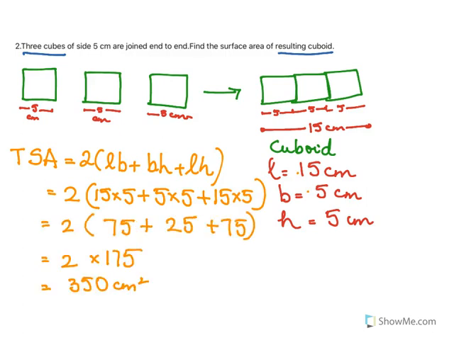When you substitute your values, you multiply. You get 15 into 5, that would be 75, then 5 into 5 is 25, and 15 into 5 is 75 again. Then you add 75, 25, 75, that will give you 175, and the answer becomes 350 centimeters square.